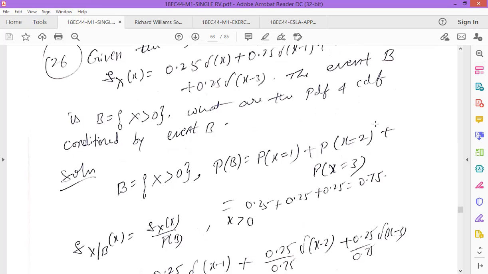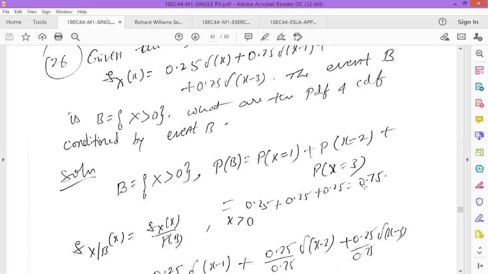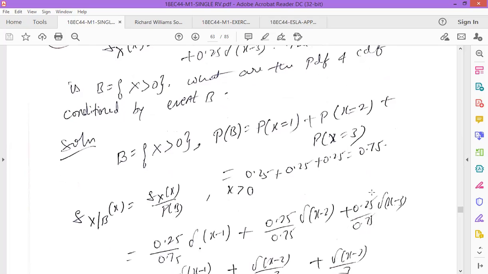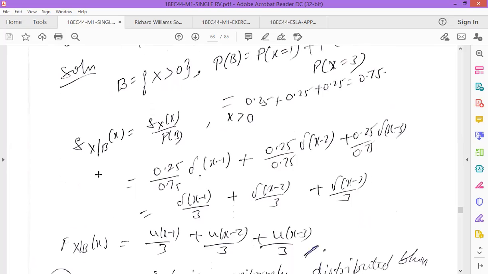We are going to stop at x is equal to 3, because in the given PDF in the problem, x maximum can take the value 3. So you cannot write further values. For further values the probability will be 0. So from this equation you can write the probability as 0.25 plus 0.25 plus 0.25, which will be equal to 0.75.